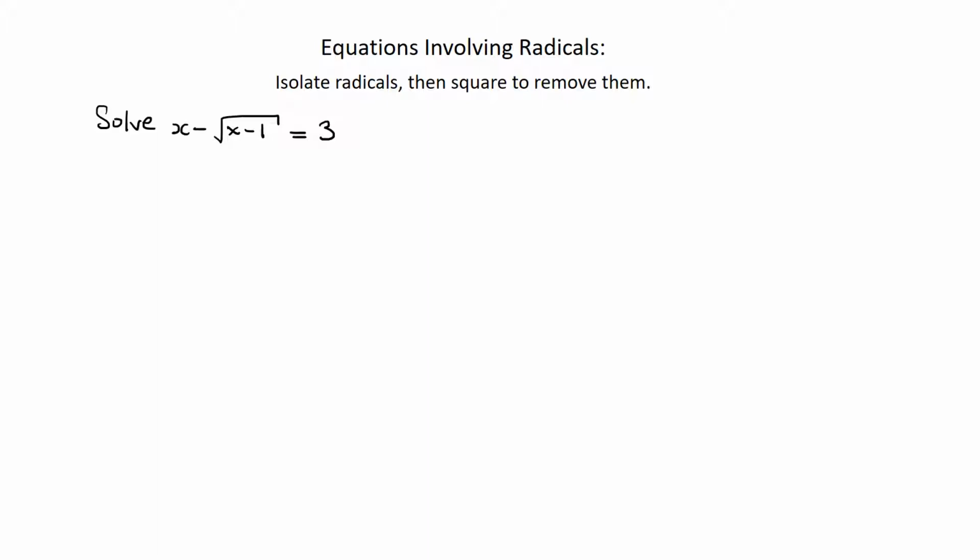So we know that x minus the square root of x minus 1 is equal to 3. We're going to start off by isolating the radical. What that means is we're going to move the square root to the right-hand side where it will be the only term there. So I'm going to subtract 3 from both sides. I get x minus 3 is equal to the square root of x minus 1.